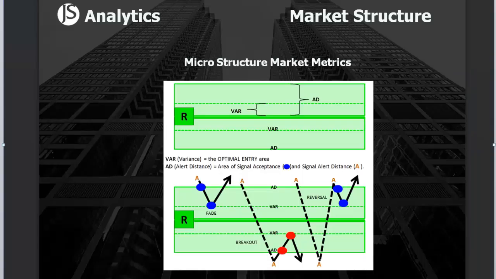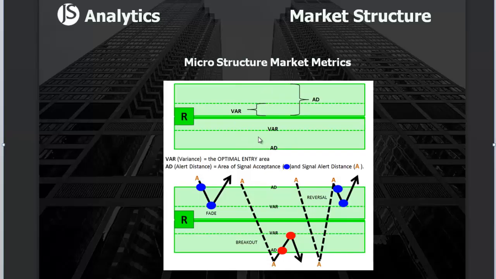These market structure points have a variance around them, or a microstructure, and we call them our market metrics. The main ones are the variance and the alert distance. The variance is really the optimal area around the inflection point to enter the market, and the alert distance identifies the zone for signal acceptance.